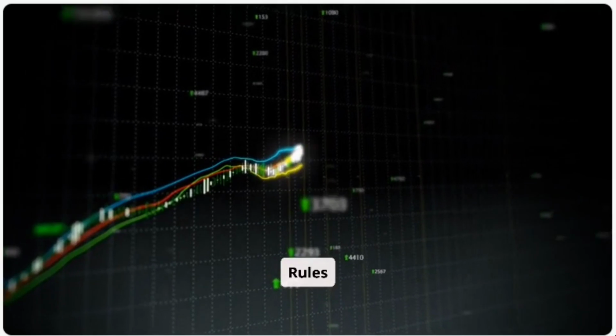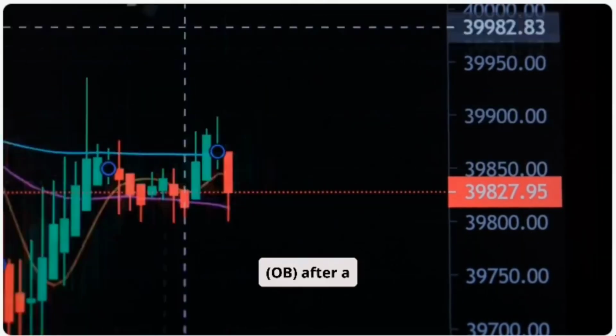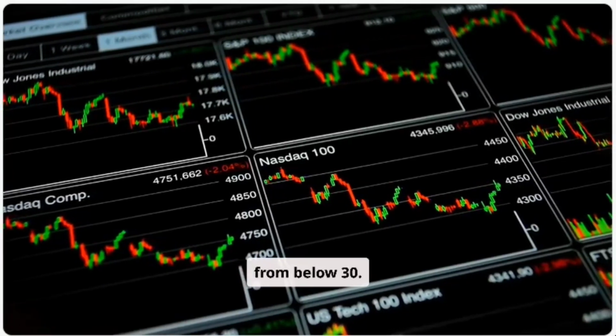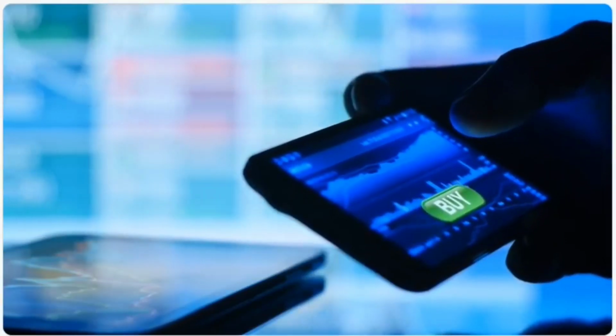Entry rules, buy setup. Market forms a bullish order block, OB, after a BOS. RSI is rising from below 30. Price returns to fill a fair value gap inside the OB. Enter trade at the OB-FVG intersection.